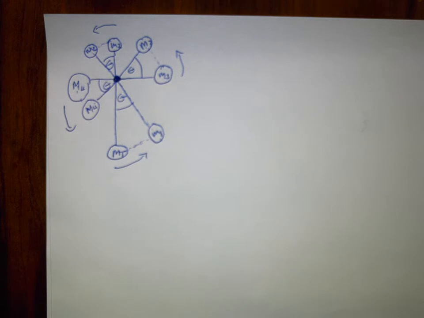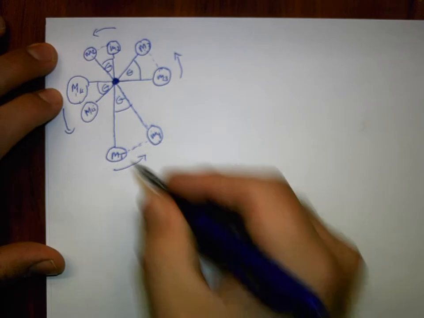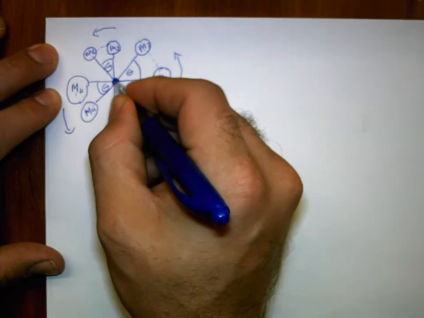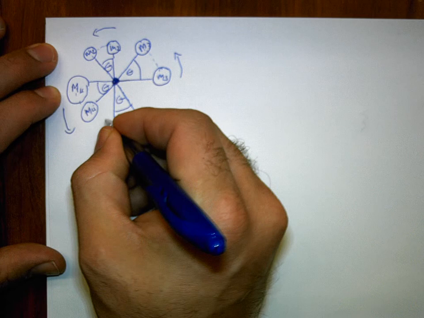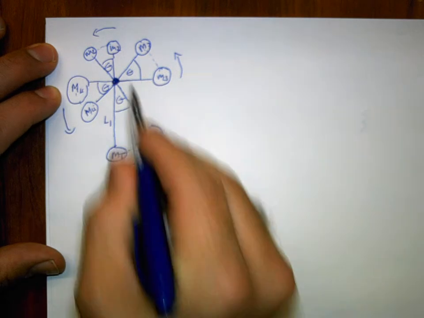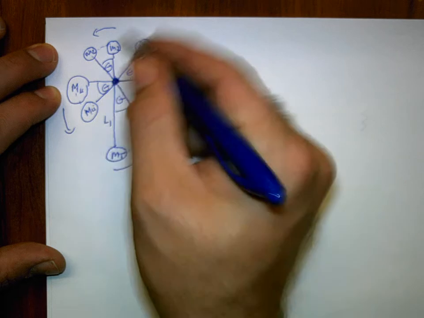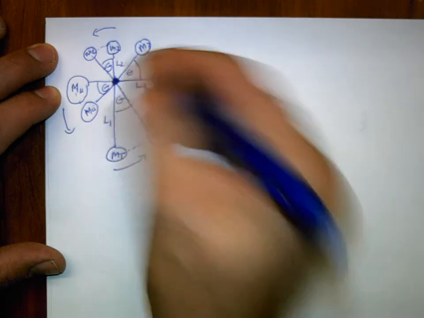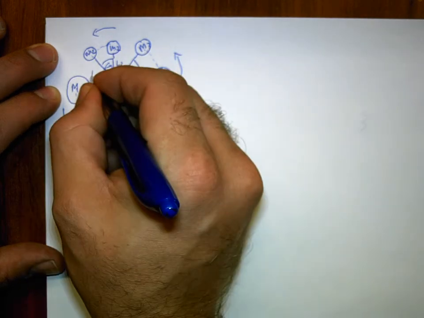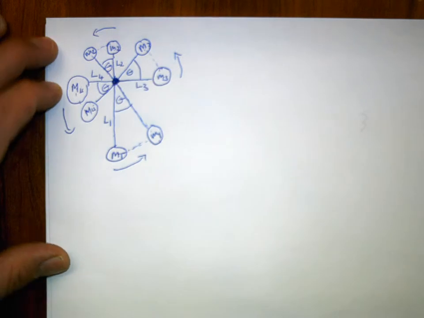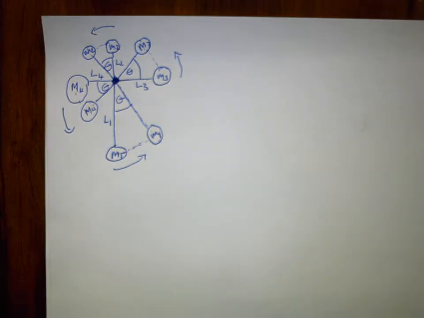Now let's try to look at just the speeds of these masses. So let's call this length, so from there to there, I'm just going to call length 1. From there to there, I'm going to call that length 3. From there to there, I'm going to call length 2. From there to there, I'm going to call length 4. Right, so L1, 2, 3, and 4 just tells me how far away mass 1, 2, 3, and 4 is from my center of rotation.